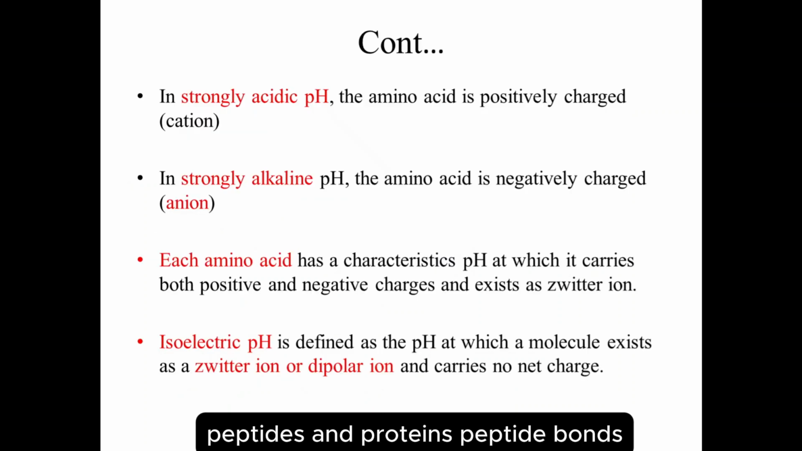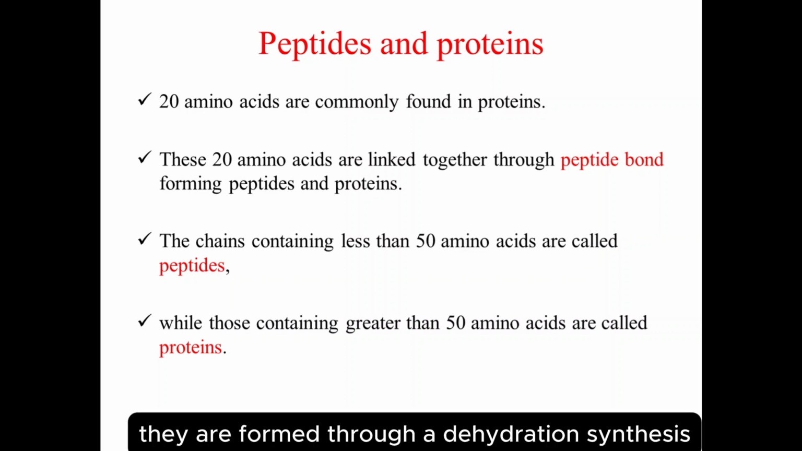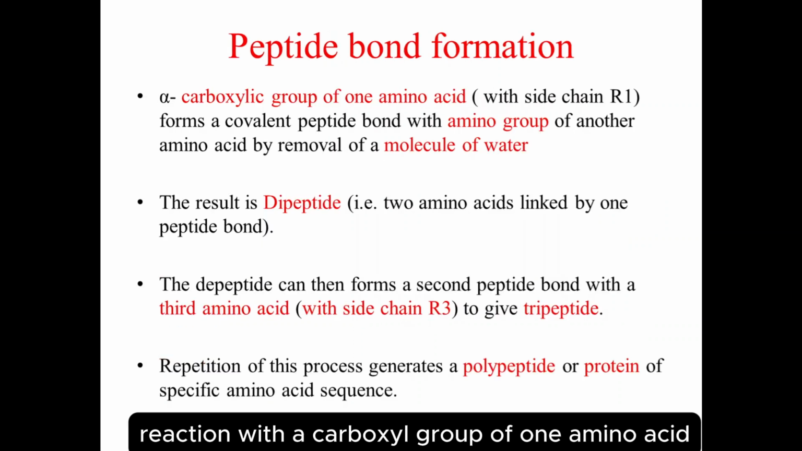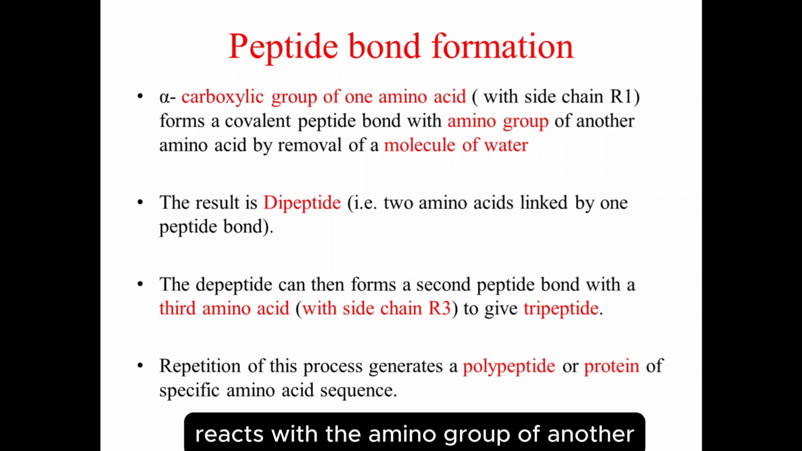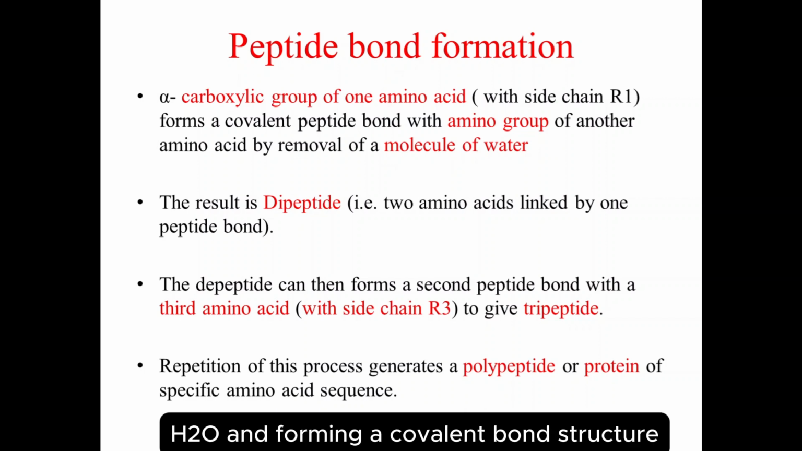Peptides and proteins. Peptide bonds are the chemical bonds that link amino acids together to form proteins. They are formed through a dehydration synthesis reaction, where the carboxyl group of one amino acid reacts with the amino group of another, releasing a molecule of water, H2O, and forming a covalent bond.